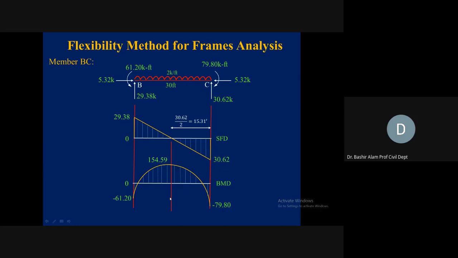It is coming from your previous semesters, how we draw the shear force and bending moment diagram if we analyze a structure. So do you have any confusion now, or do you need any clarity? No, sir. Okay, this is clear. So we have analyzed member BC also.